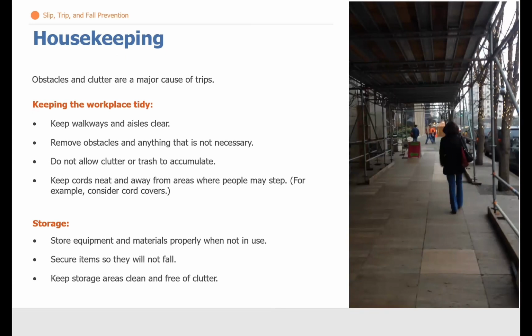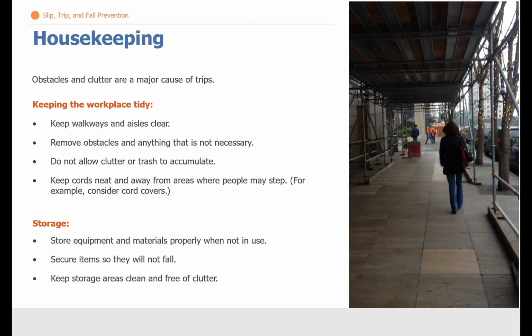So for housekeeping, obstacles and clutter are the major cause of trips. For example, if you're keeping your walkways clear, you need to make sure that your cart isn't in the middle of the walkway for our guests. If you have any trash or any linens you're taking out of the rooms, making sure they're not in the middle of the walkway either, that they're up against the wall or on your cart.